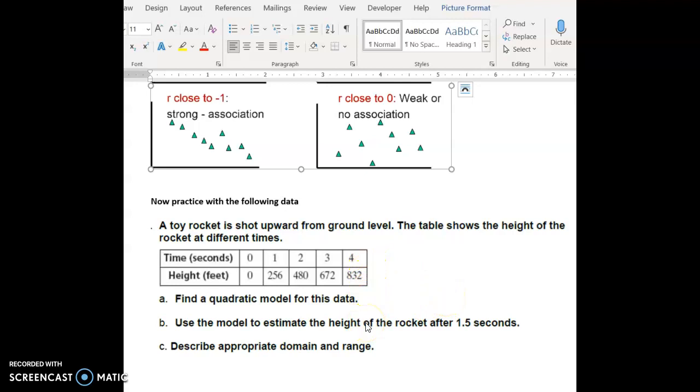So I'm going to ask you to go through the same steps we just did a minute ago. You're going to hit the stat key. You're going to put in where it says time in seconds, that's your list 1: 0, 1, 2, 3, 4. And then in list 2, you're going to put 0, 256, 480, 272. I'm going to stop here. I'm going to do it on my own, and you're going to do it on your own. We'll come back and talk.